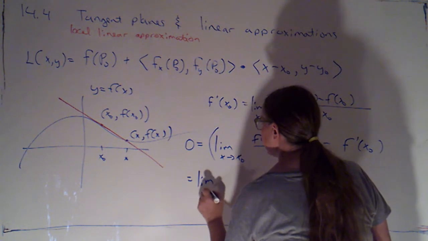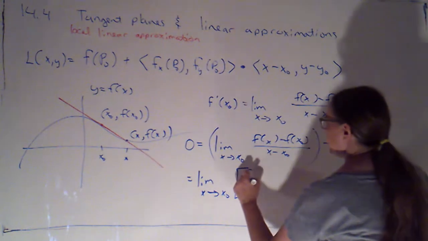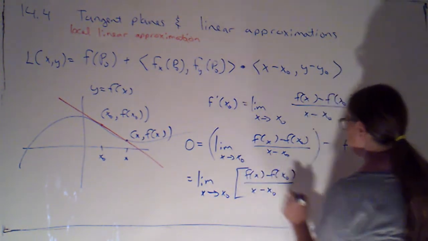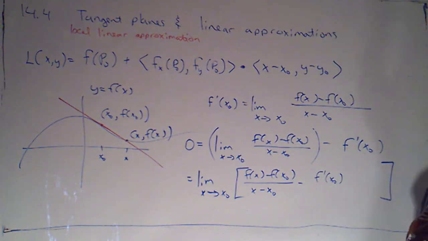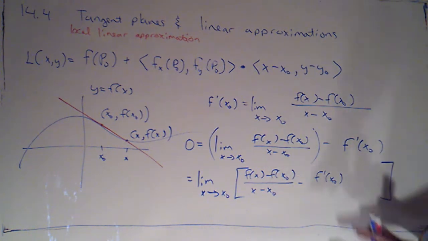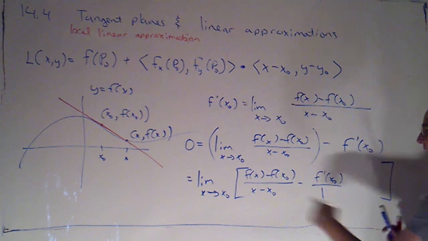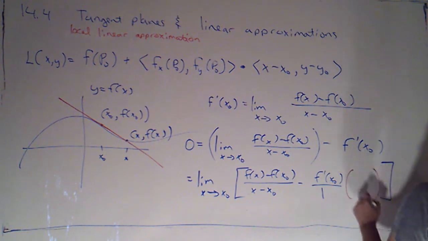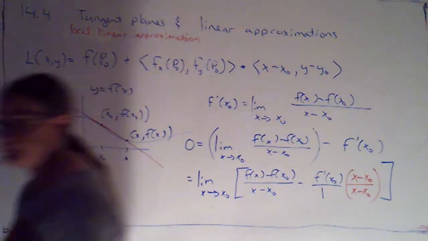So I can say this is the limit as x approaches x naught of this entire expression, f of x minus f of x naught over x minus x naught minus f prime of x naught. And what I'd like to do now is just rewrite this. I can write that as a fraction over 1. I'd like to get a common denominator so that I can combine these things. So I'm just going to multiply this by 1 in the form of x minus x naught over itself.